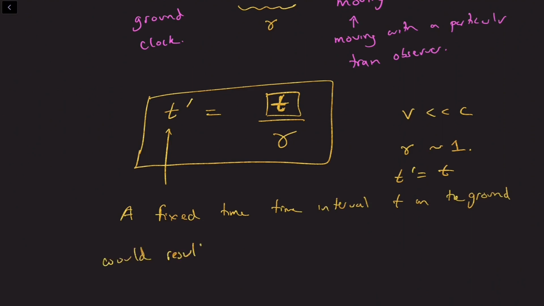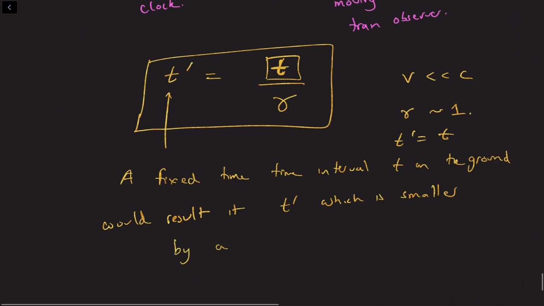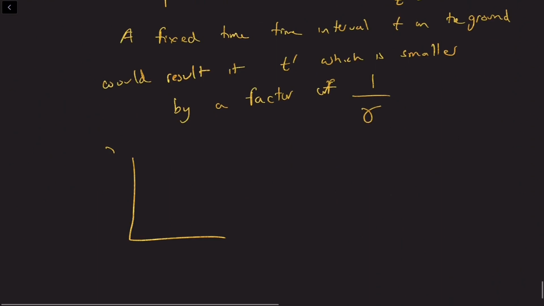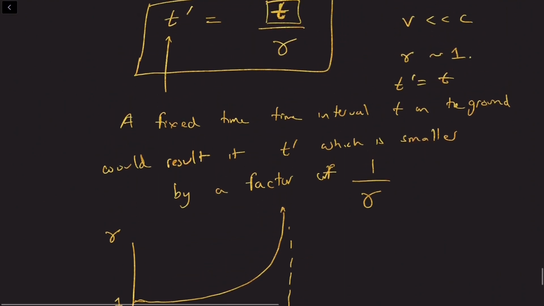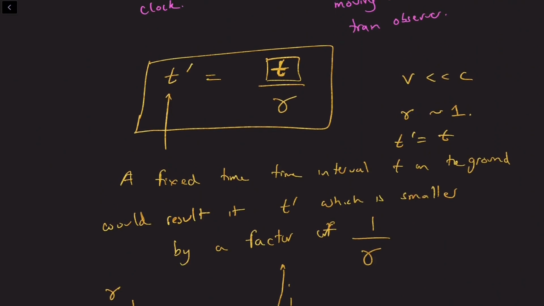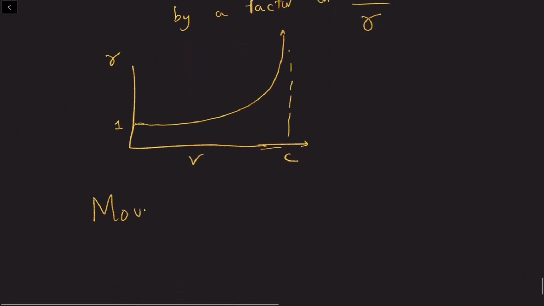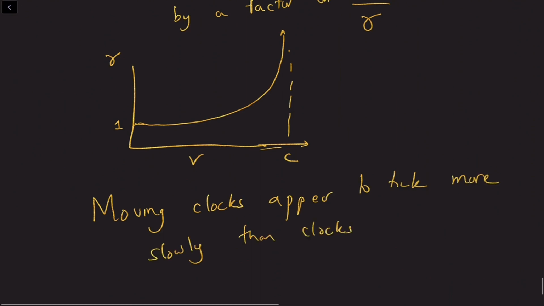So a fixed time interval on the ground would result in t prime which is smaller by a factor of 1 over gamma. Now if you remember what gamma looks like as a function of v, as v gets close to the speed of light, it starts from 1 and shoots up rapidly. So what this tells us is that as speeds get close to the speed of light, the time interval that passes on the train appears to be smaller and smaller compared to the time interval that has passed on the ground. So in other words, moving clocks appear to tick more slowly than clocks on the ground.